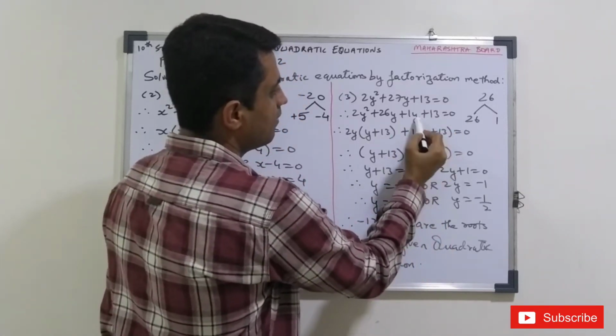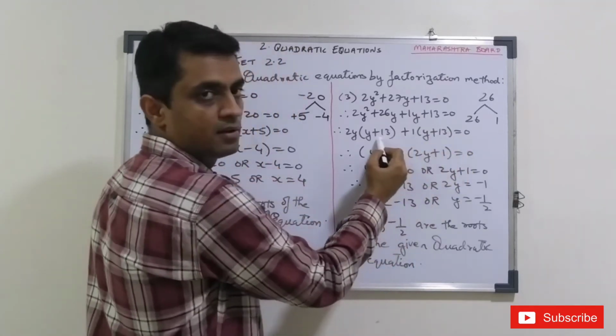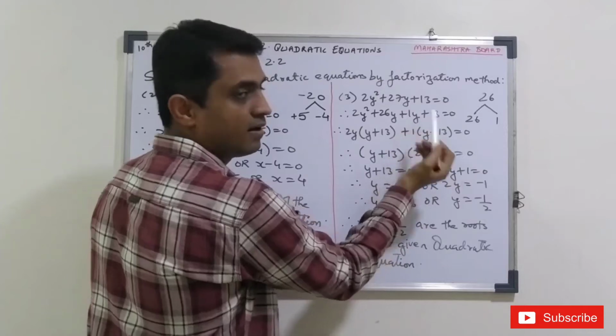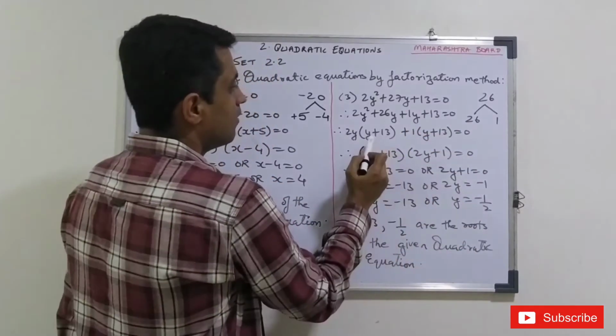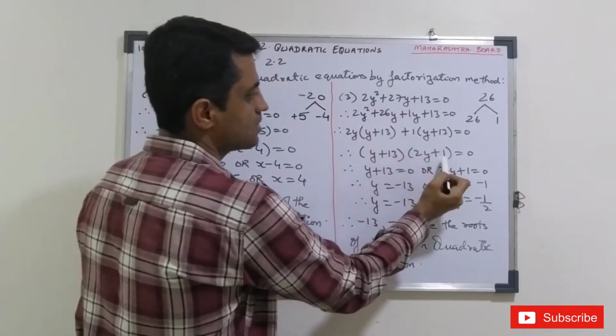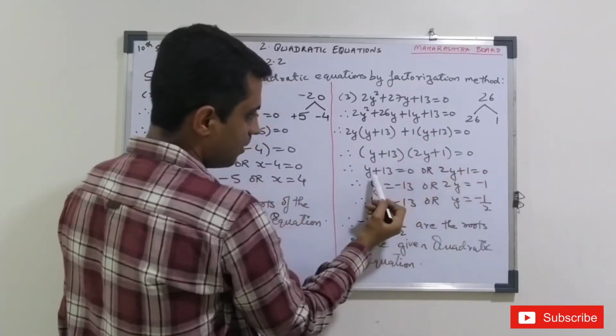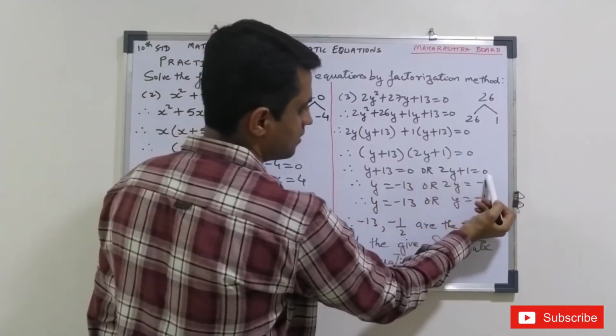And what will be there? y plus 13. Now see, the brackets are the same. If you want to check, 1 into y, 1y; 1 into 13, 13. y plus 13 is common. What is uncommon? 2y plus 1 is equal to 0. Now compare with 0: y plus 13 is equal to 0 or 2y plus 1 is equal to 0.